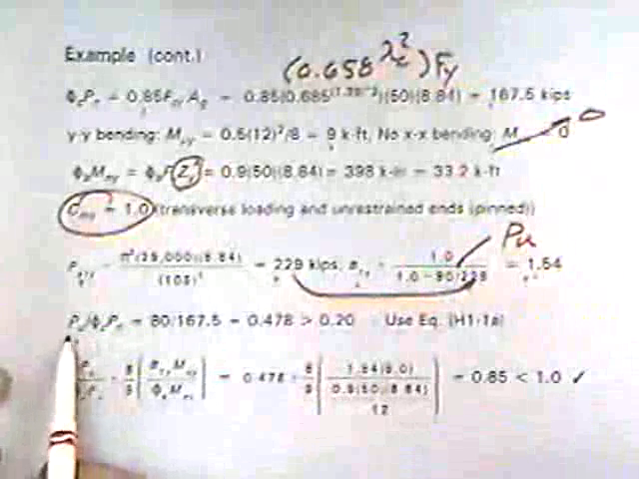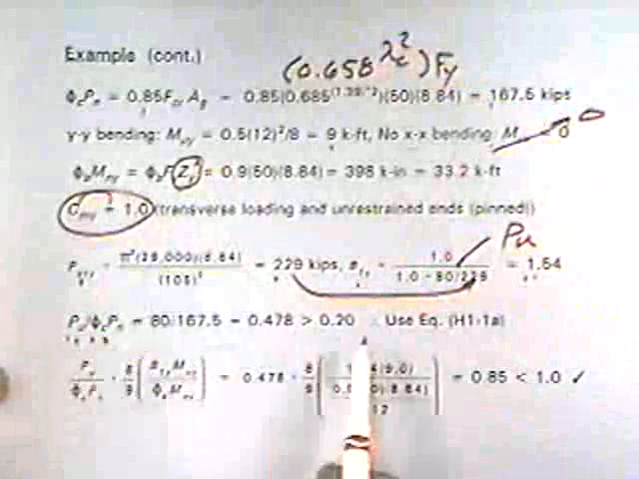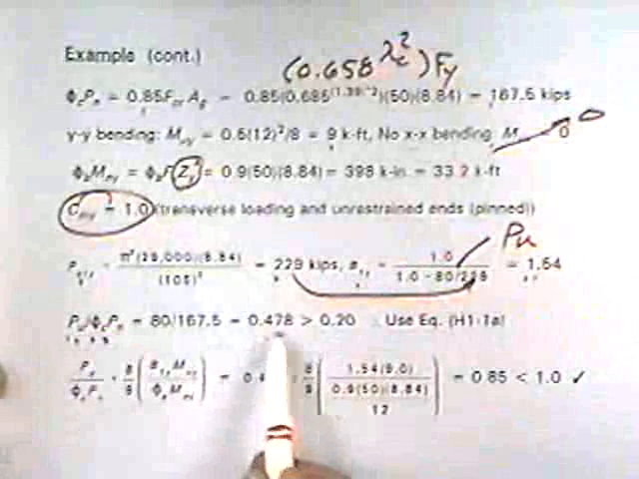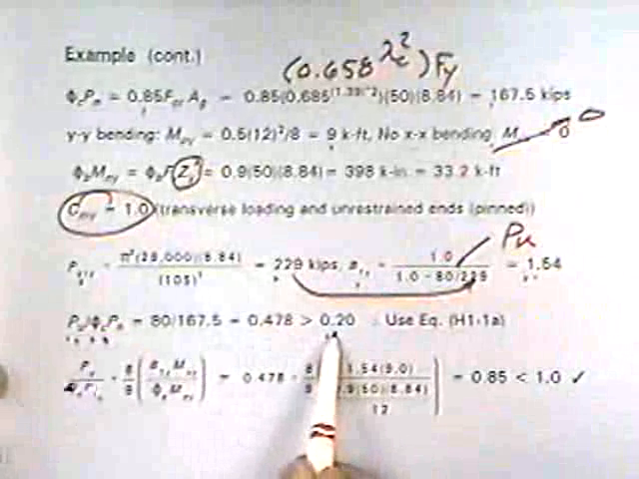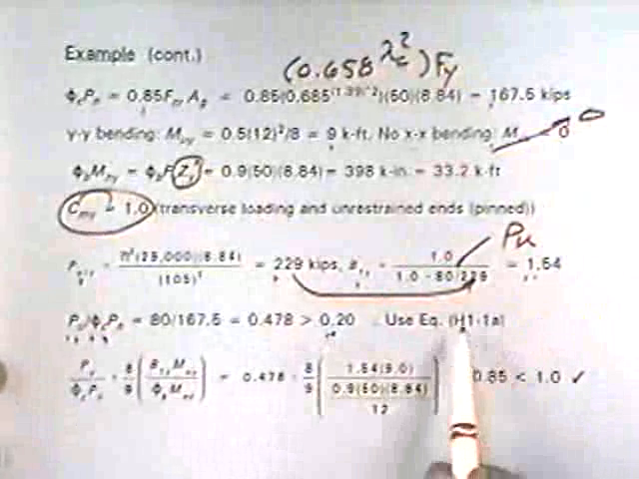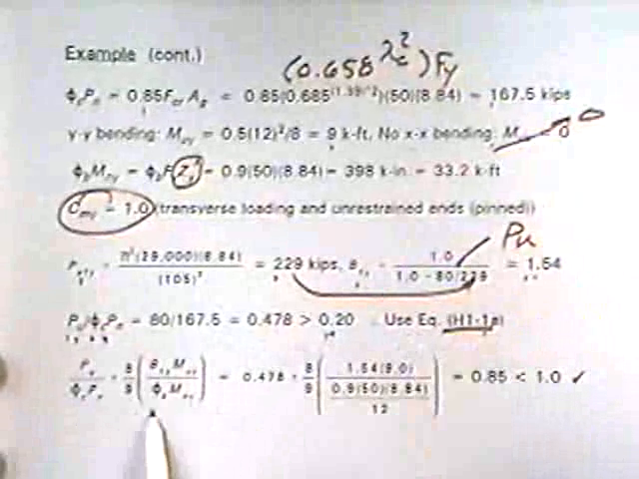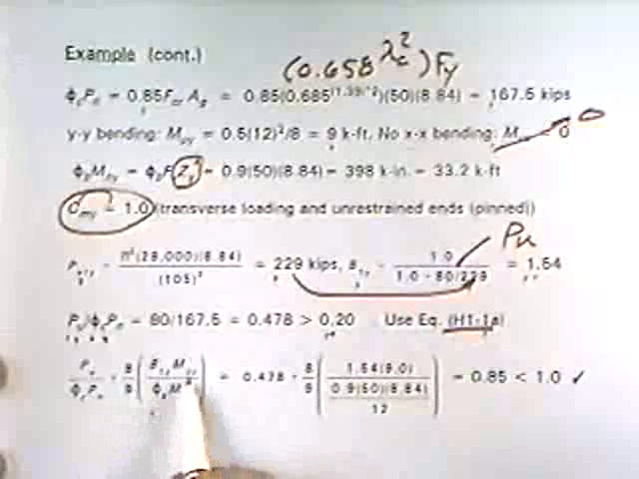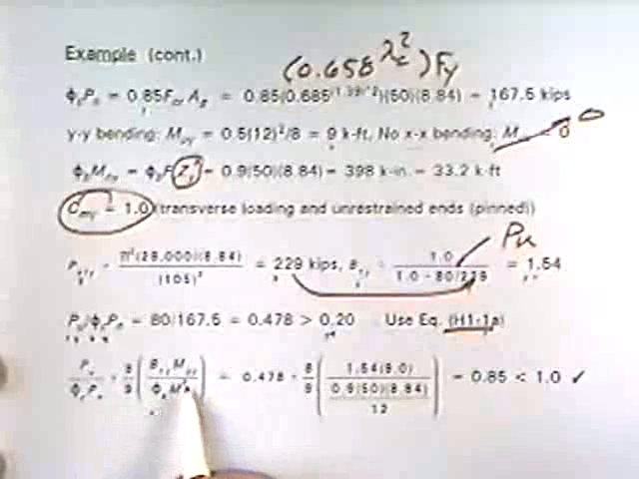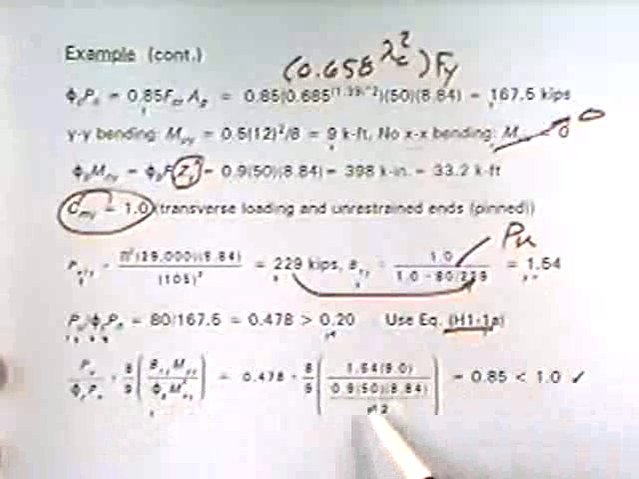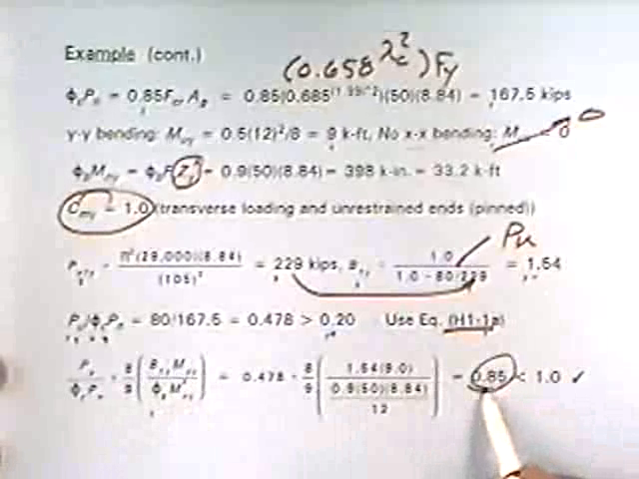You calculate the ratio of the axial load to the axial strength. It comes out to be almost 0.5, which is greater than 0.2. And you then use this equation, which is shown here. Note that it doesn't have any strong axis bending term, because there's no bending about the strong axis. Running through the numbers, it comes out to be 0.85, which is less than 1, so you're okay. If it was greater than 1, you'd be in a design situation. You'd have to go back and try a larger section.